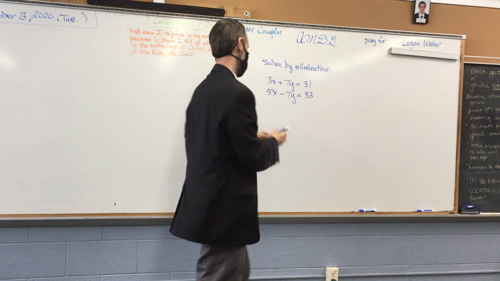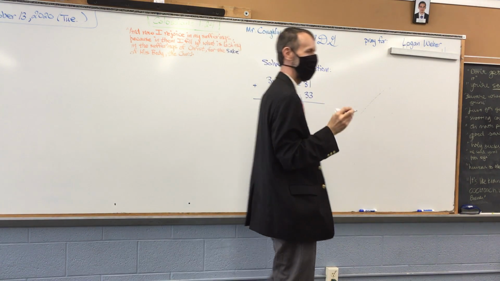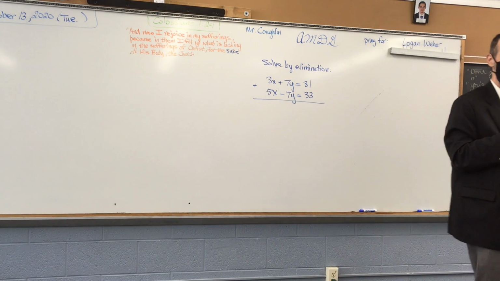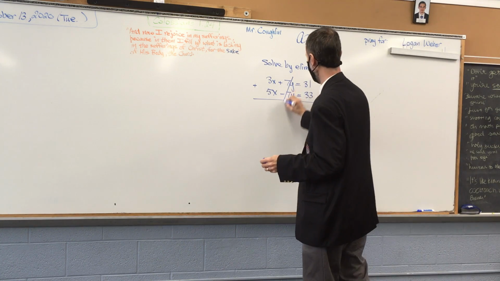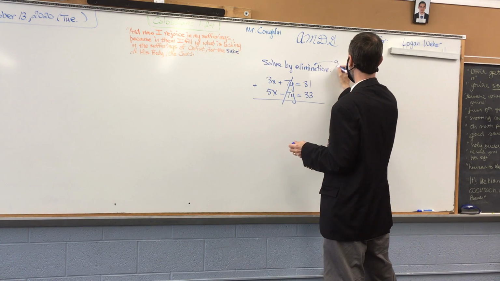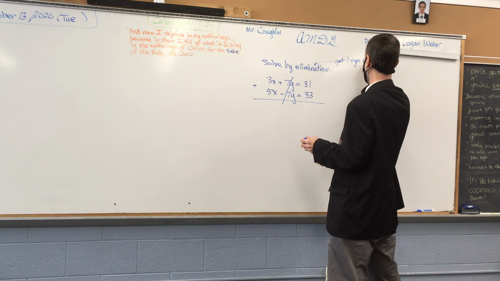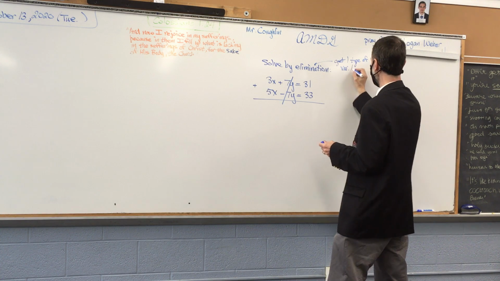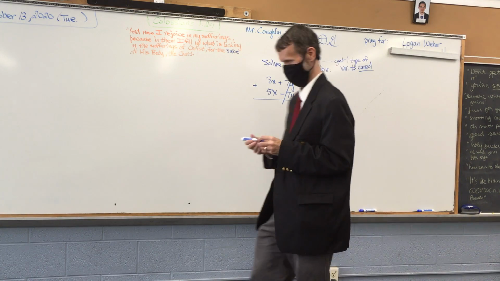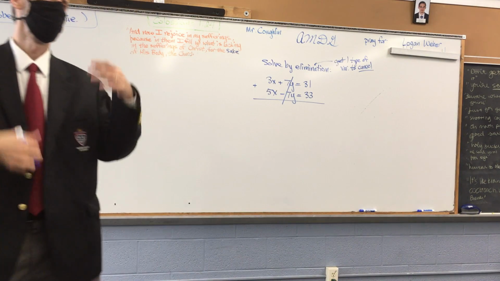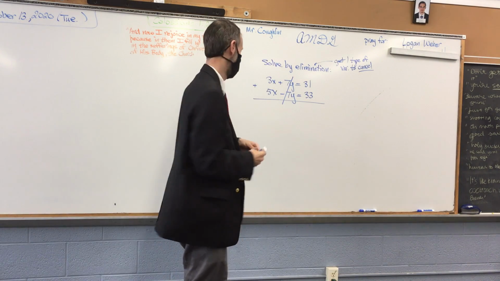Add them together. What makes you think, you're right by the way, what tipped you off that that might be a good idea? What looks like it might happen? The 7y's cancel. The whole point of elimination is to get one type of variable to cancel. That's the whole secret of elimination. If they're ready to cancel right away, bonus. Merry Christmas early. Go ahead and start me off then.